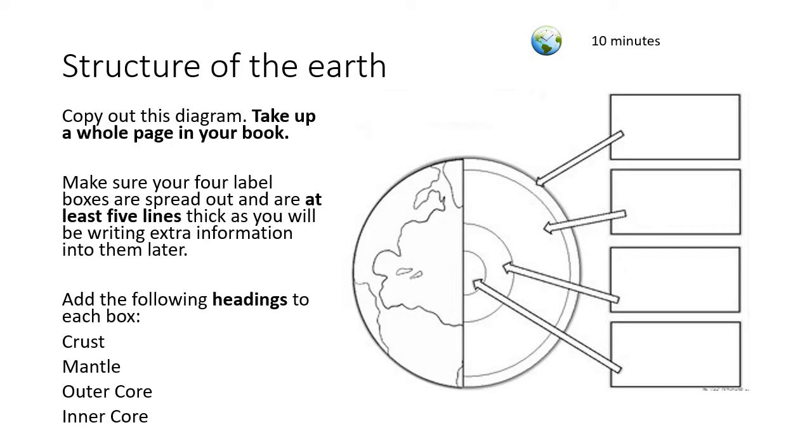Please make sure, as it says, that you spread the boxes out and that there are at least 5 lines thick in each of those boxes. And you write these headings at the very top, because underneath it, you're going to be writing some extra information. If you don't leave the room now, you'll be redoing this at a later time. Pause the video and get on with that.